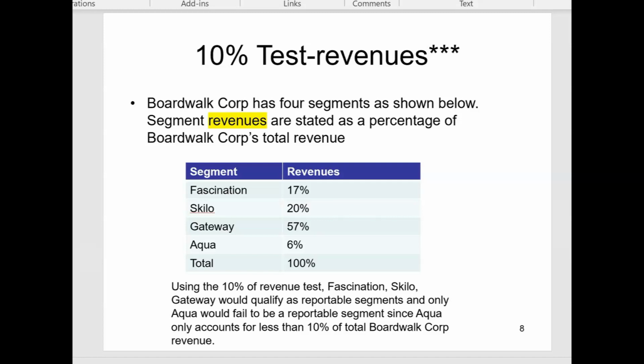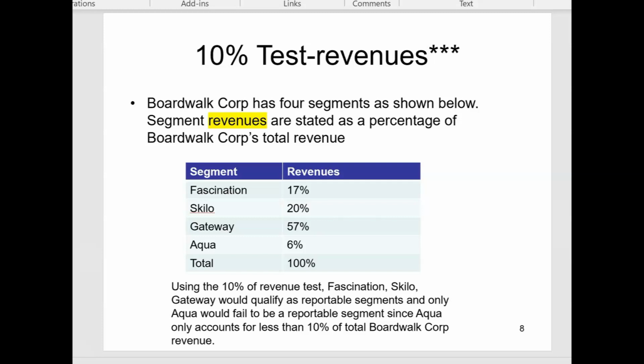All of the sales that Skillo made came up to 20% of revenue, both to outsiders and to other segments. Skillo contributed 20%, Gateway 57%. But Aqua, even when we counted the intercompany sales, could only make it to 6%. Outside and inside only made it to 6% for Aqua. Now, on the bottom of 8, it says, using the 10% of revenue test, Fascination, Skillo, Gateway, they would qualify as reportable segments. Only Aqua would fail to be a reportable segment since Aqua only accounts for less than 10% of total Boardwalk revenue. Let's go to the next slide.